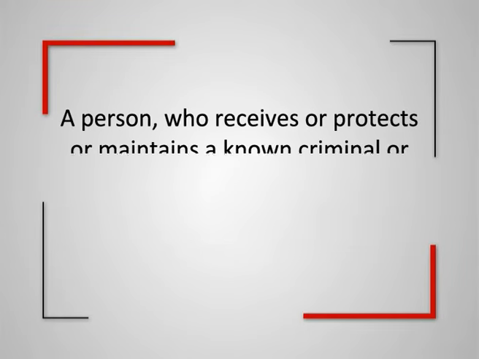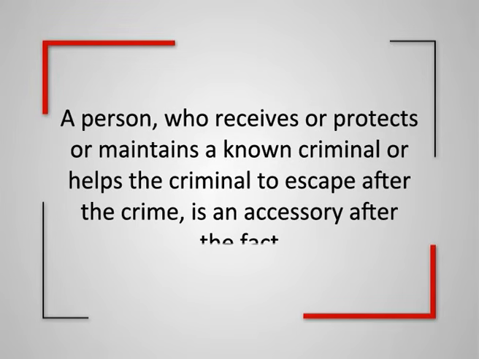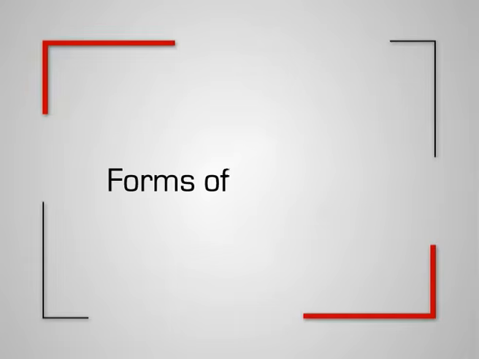In other words, a person who receives or protects or maintains a known criminal or helps the criminal to escape after the crime is an accessory after the fact. Dear friends, I hope you have clearly understood the types of offences and the offenders. Now let us move towards the forms of abetment.